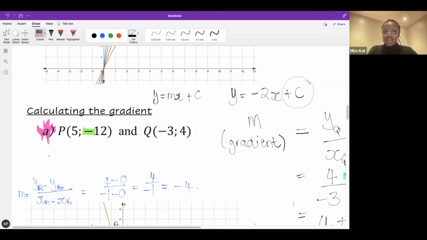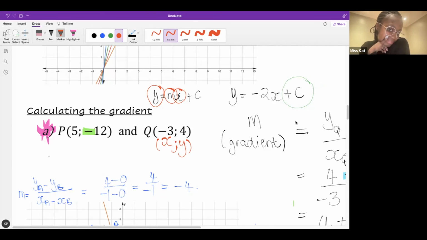But here, let's talk about coordinates, Oratile. What are coordinates made of? An x and a? Y. So if we have a y and an m and an x, can't we work out c? I think we can, ma'am. We can. By doing what? What do we do with this x and y?